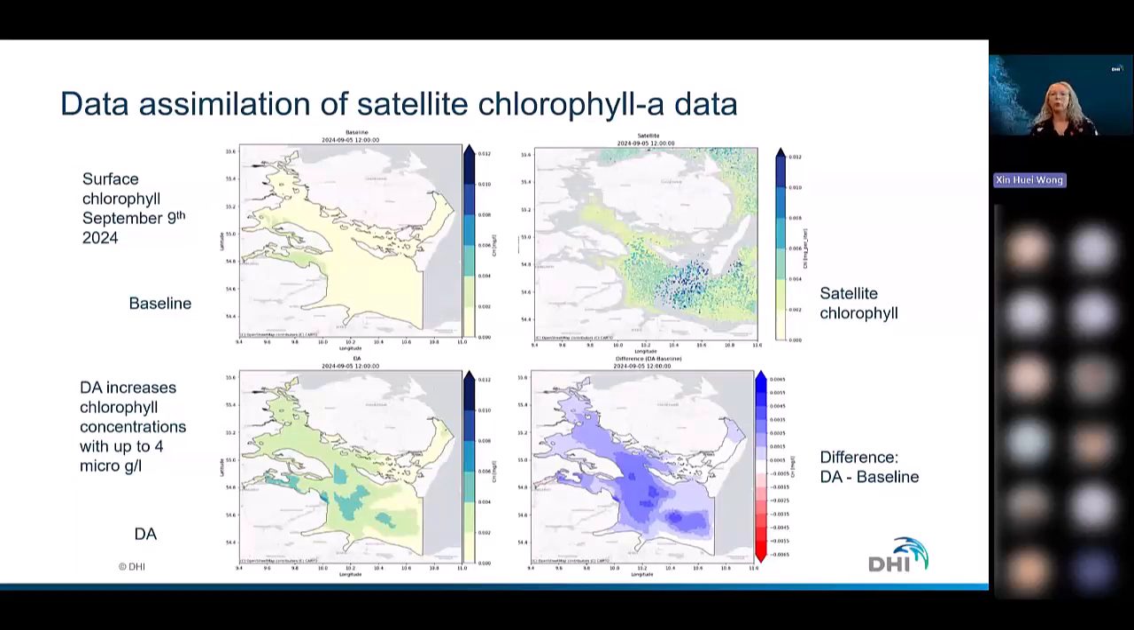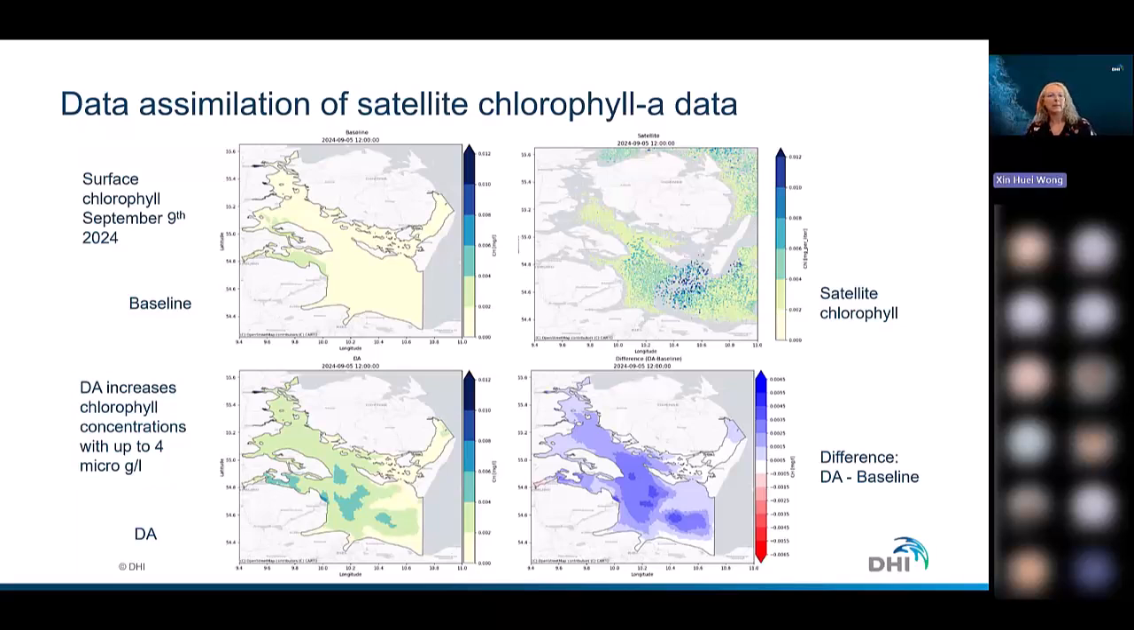Here we have an example where we have zoomed in on a specific day where we have good satellite coverage. That's the picture to the top right. It's the 9th of September. To the left, we see the model results for that day, at the top for the baseline and the bottom for the data assimilated results. And we clearly see a change from baseline to DA results, the data assimilated results. And when we estimate the difference, that's the picture to the bottom right, we see that the concentrations have been adjusted upwards almost all over the domain, with something like 0.5 to 4 micrograms per liter.